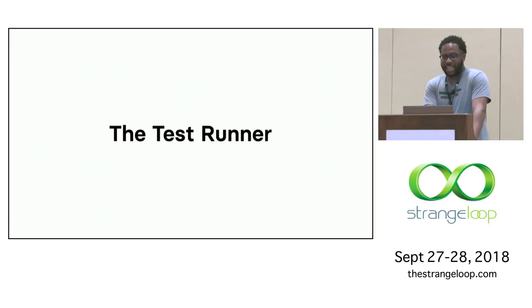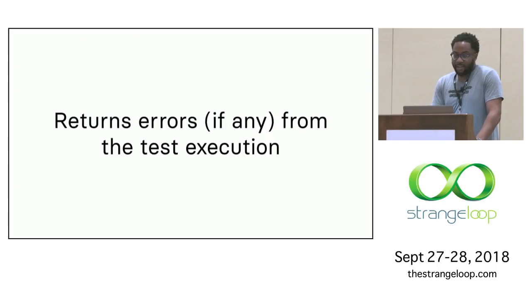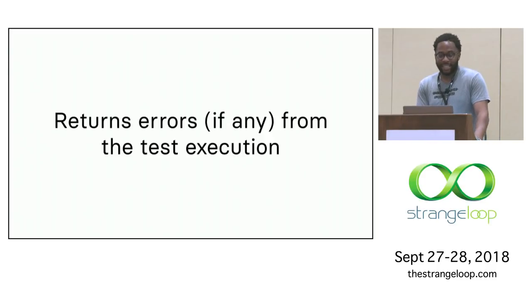So next up is the test runner, right? This also is responsible for isolating the VM, and it configures the VM with necessary extensions, and then just runs a test inside of the VM itself. And returns errors, if any, from that test execution.